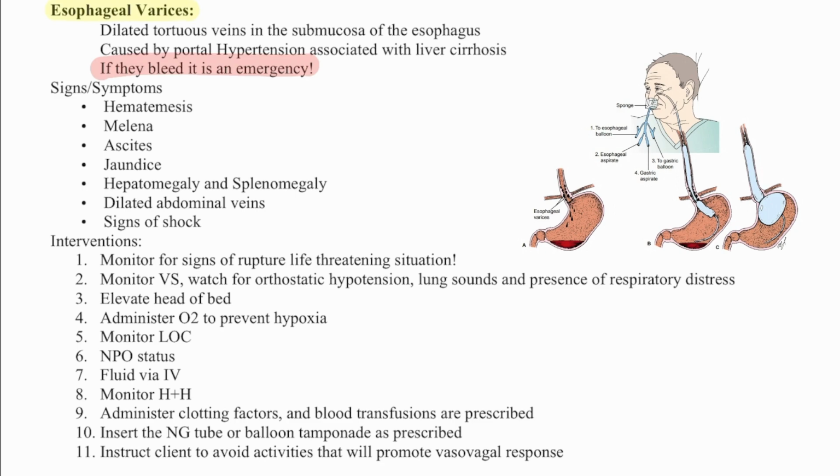Elevate the head of the bed, administer O2 to prevent hypoxia, monitor level of consciousness. They'll be on NPO status, receiving fluids with IVs, monitor H&H, administer clotting factor and blood transfusion as prescribed, insert an NG tube or balloon tamponade as prescribed, and instruct the client to avoid activities that will promote vasovagal response. So things like bearing down or straining during a bowel movement, we want to instruct them not to do that.